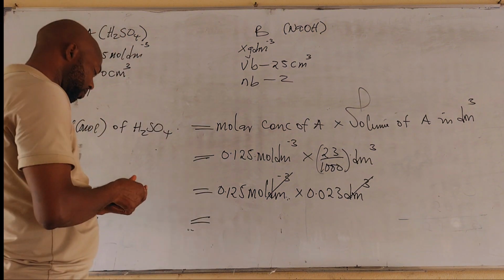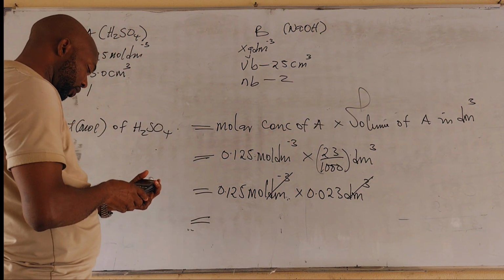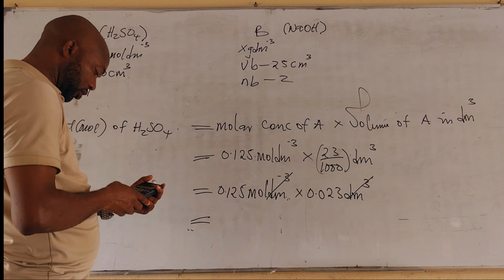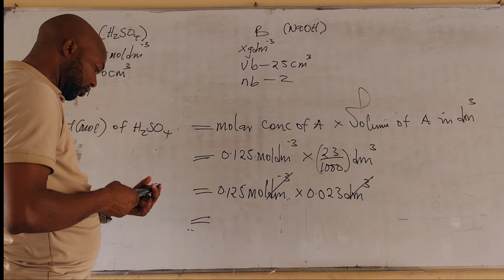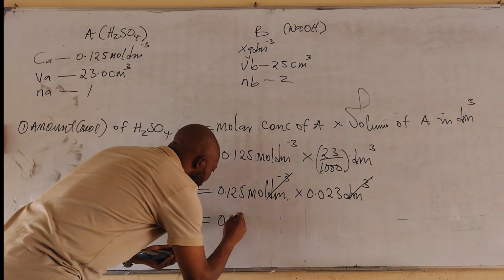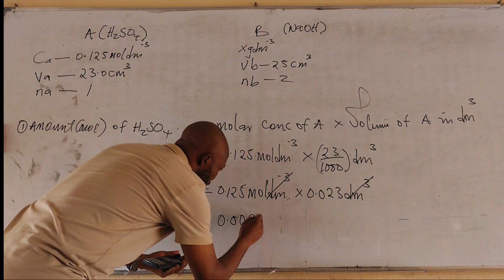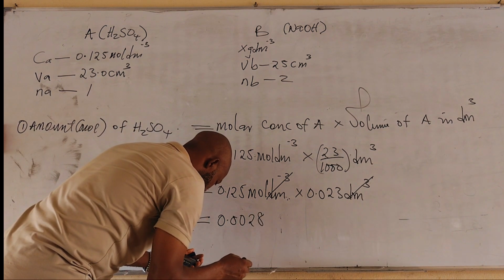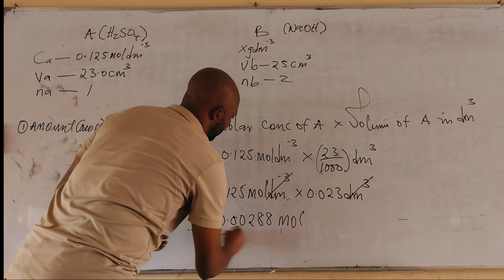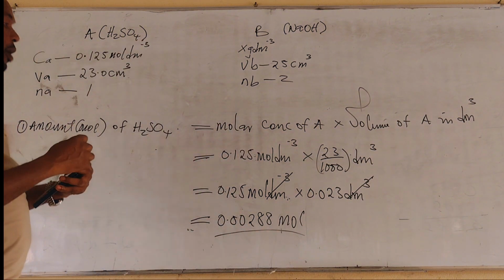So this becomes 0.125 times 0.023 is 0.00288 mole. So this becomes our answer.